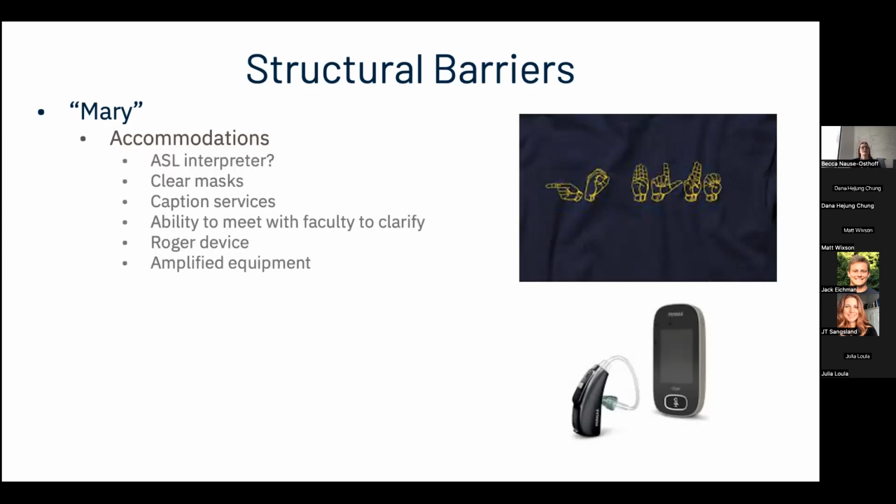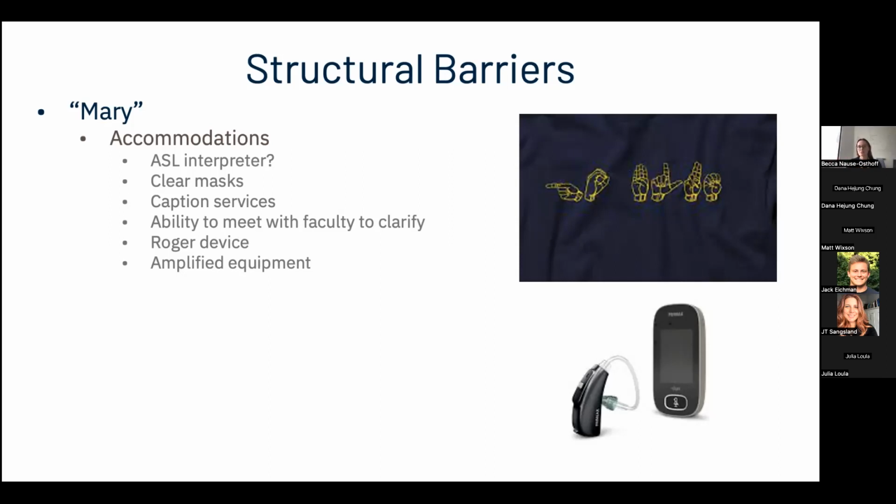Mary might have an ESL interpreter. I learned this year that not all people who are deaf or hard of hearing sign, so this is actually variable. If they sign, then this might be an accommodation, but if not, it may not be. Caption services need to be 99% accurate. Otherwise, they're not actually achieving access equal to hearing peers, and that can be quite difficult.